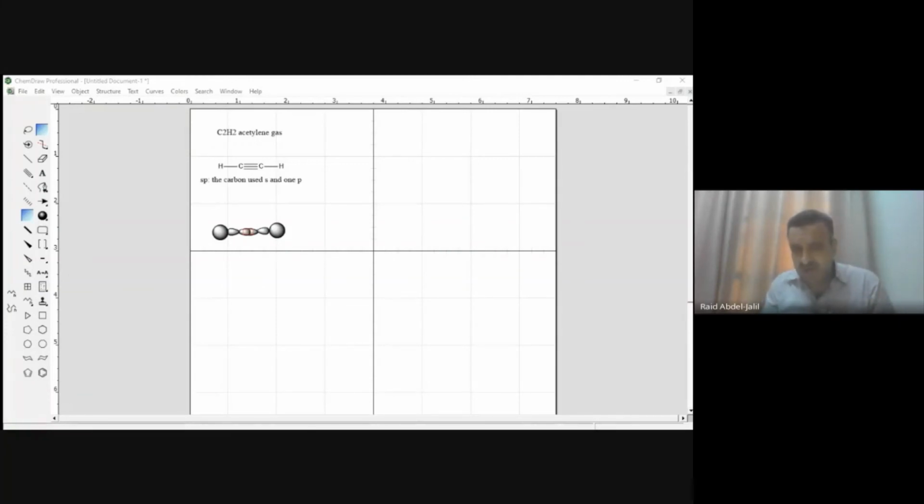Each carbon will have sp hybridized orbitals. That means it will have sp and sp. One sp will be used to make overlap with one carbon, and another sp will be used to make overlap with the hydrogen, as you can see here. The hydrogen here will always use the s orbital. Now, the remaining of each carbon, there will be two p orbitals. One p orbital, for example, will be perpendicular to this plane, which will be this.